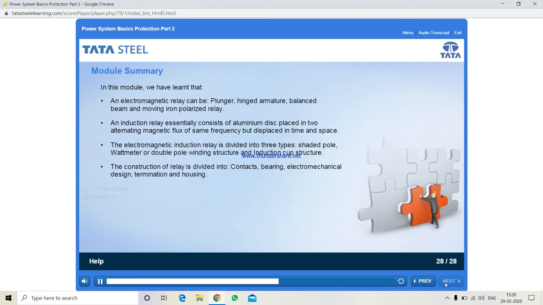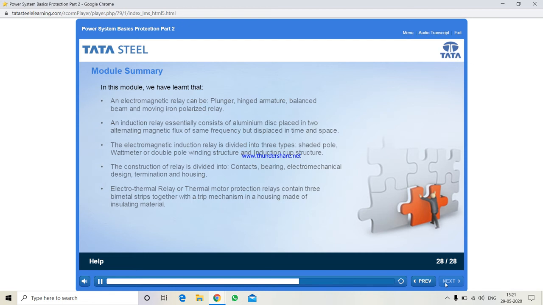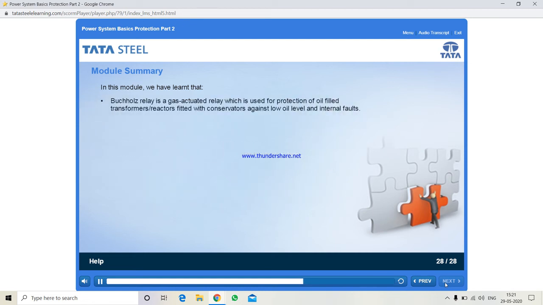Electrothermal relay or thermal motor protection relays contain 3 bimetal strips together with a grip mechanism in a housing made of insulating material. Buchholz relay is a gas-actuated relay which is used for protection of oil-filled transformers or reactors fitted with conservators against low oil level and internal faults.